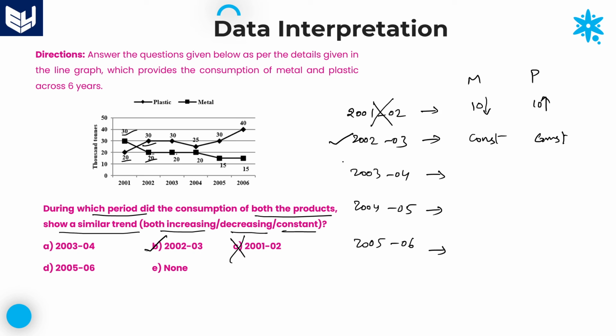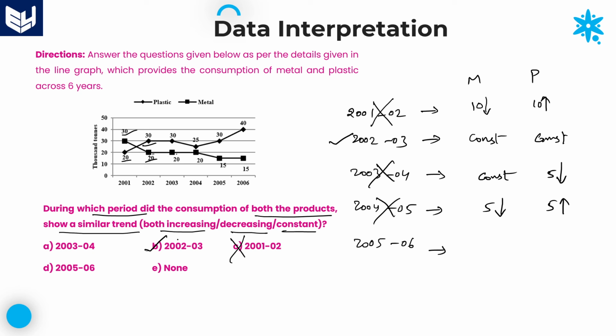Next one is 2003 to 2004. Metal is constant, whereas plastic goes from 30 to 25, that is a decrease of 5. So both are not following a similar trend. And next 2004 to 2005, metal is decreased by 5, whereas plastic is increased by 5. These two are not the same, because one decreases and one increases. So you can eliminate 2004 and 2005 as well.